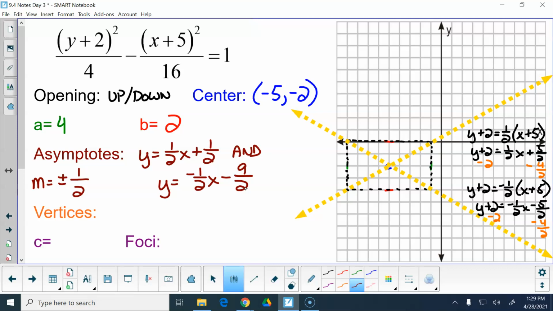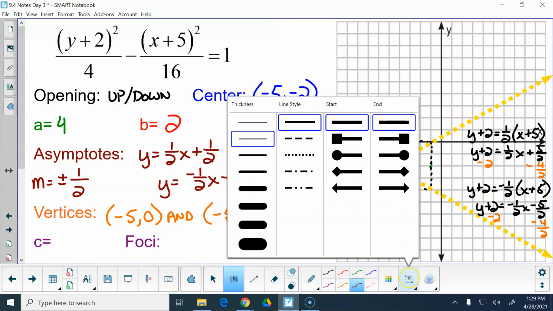Since it's up and down, vertices are at the top and the bottom, which puts my vertices at negative 5, 0, and negative 5, negative 4. That then also allows me to draw it in.